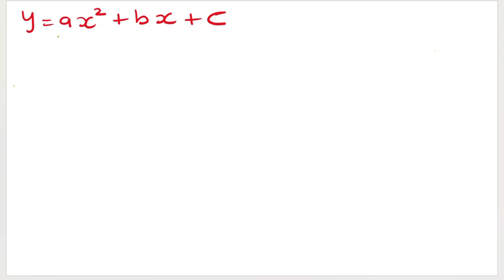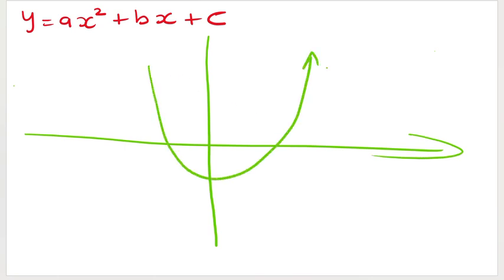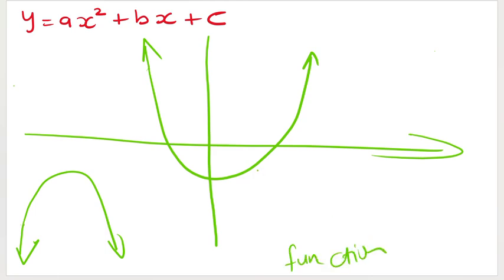So on this equation, the graph of this equation can look like this. This is just an example of how the graph can look. It can also face down. Note, it either faces up or down. And then this way we will call it a function. If it's facing up or down, then we call it a function.